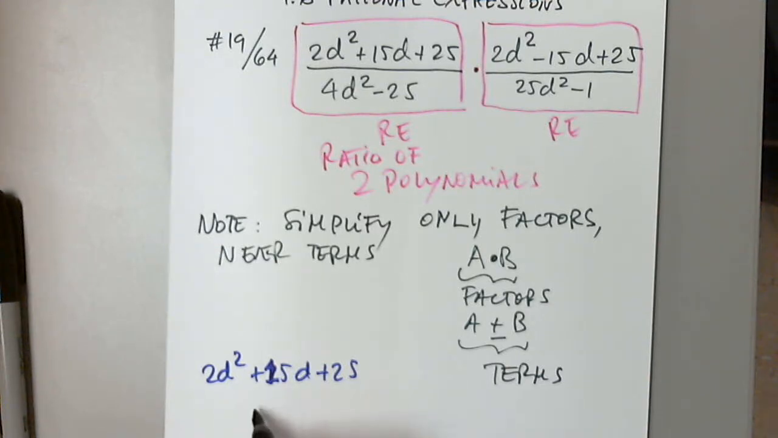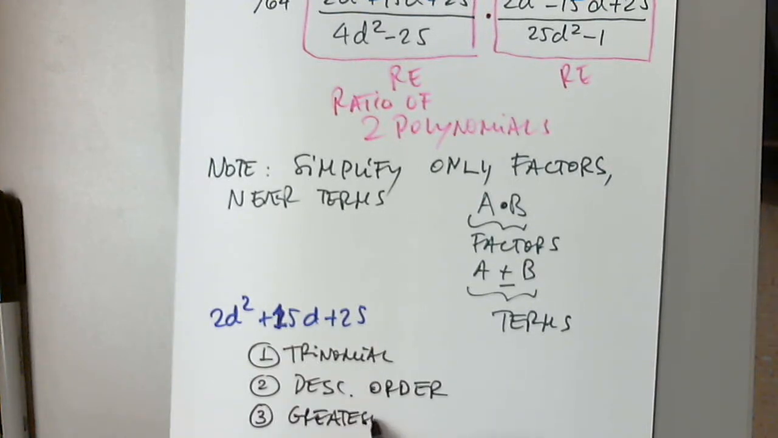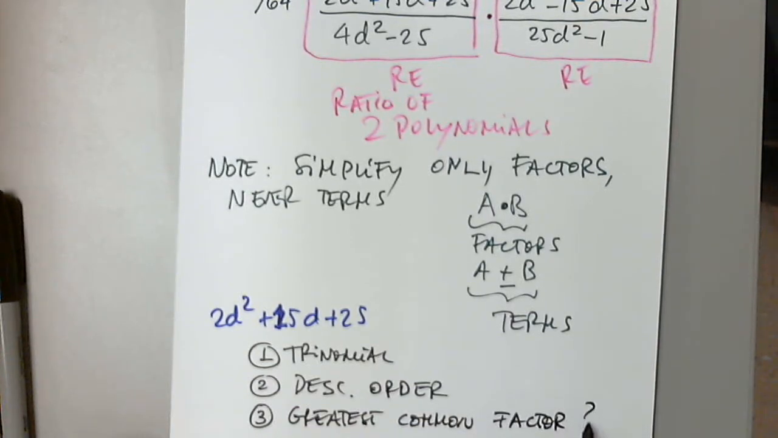Okay, so in this situation, I see this is a trinomial. This is how I think. Trinomial. Second step, I ask myself if it's in descending order. Yes. Third step, I ask myself, is there a common factor, a greatest common factor, to all three? The answer is correct. You're right. No, there is none. Good.